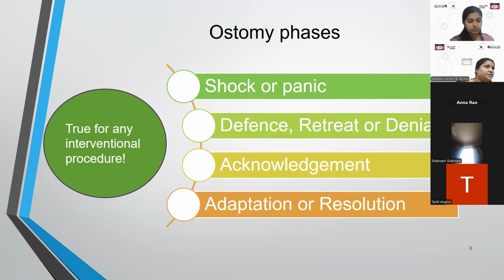Second, they may say that no, this cannot happen to me. I have done so many good works. They would like to defend themselves, may retreat also, and will totally deny. Then this starts the doctor shopping. They will take another opinion from another doctor and go for further investigations and all sorts of things. Then comes acknowledgement. They may acknowledge that okay, this may have occurred and I have to live with it, and slowly they move into the adaptation phase.